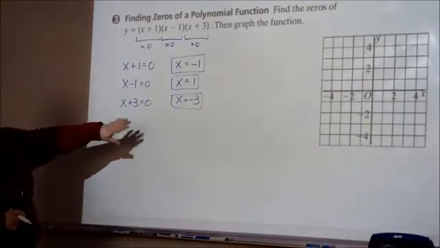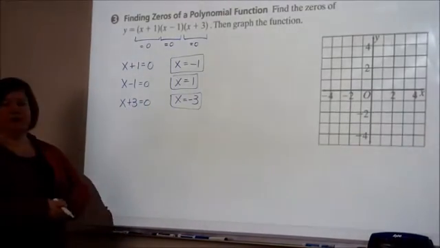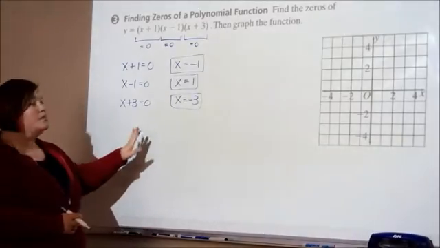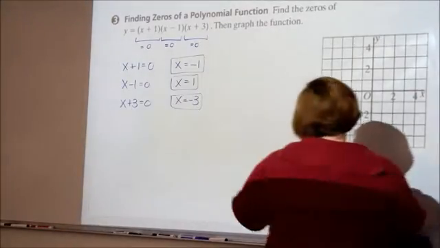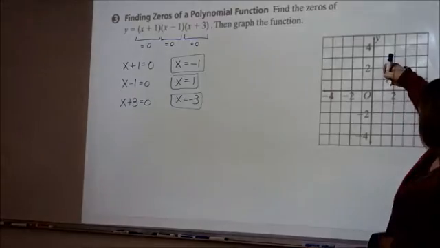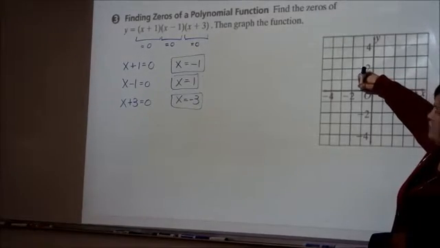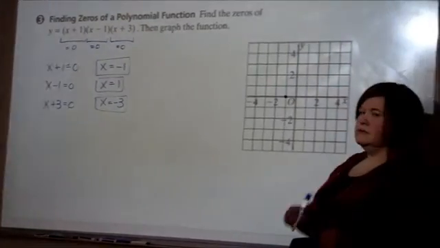So we found the zeros of it. Now they want us to graph it. Okay, so let's plug in what we know so far. We know that where x is negative 1, here's where x is negative 1, we have a point right there. We have a 0.